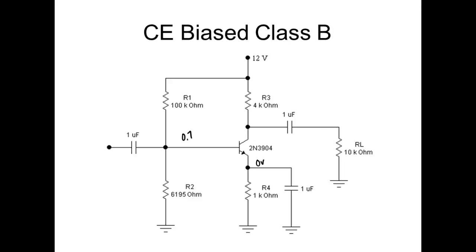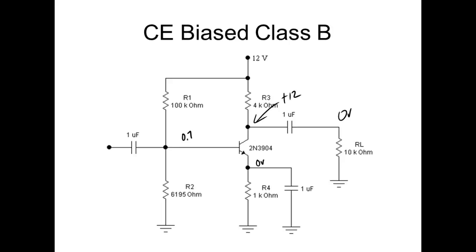So right now my output would be sitting over here at plus 12 volts, because this is a common emitter. My output voltage over here would be 0 volts. And why is that? How can I have 12 volts here and 0 volts right there? Somebody explain that to me. That's what we're doing. We're calculating bias.